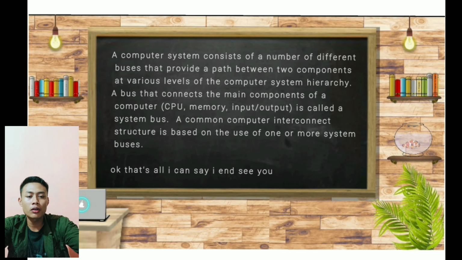A computer system consists of a number of different buses that provide pathways between two components at various levels of the system hierarchy. A bus that connects the major components of a computer, CPU, memory, and input and output, is called a system bus. A common computer interconnection structure is based on the use of one or more system buses.